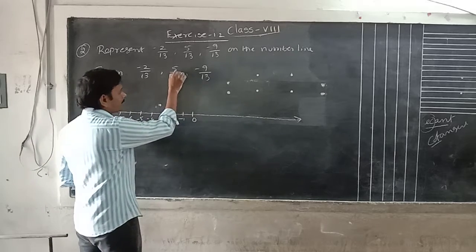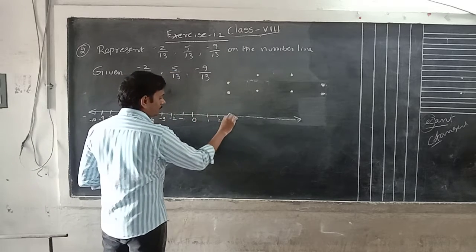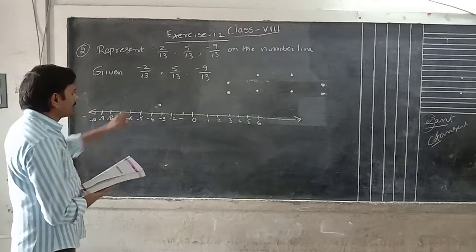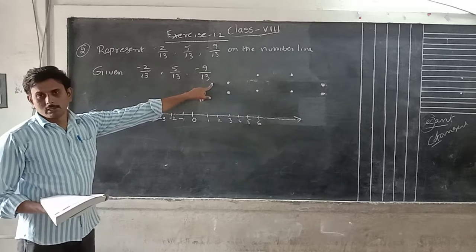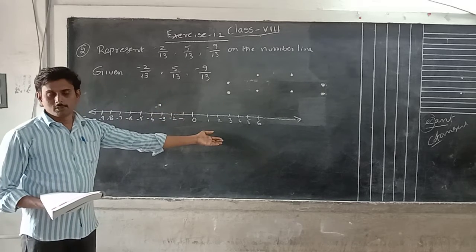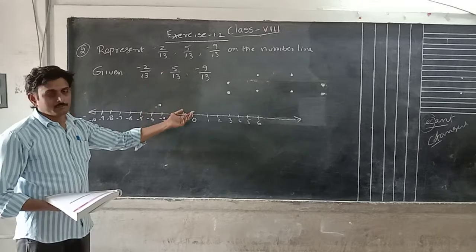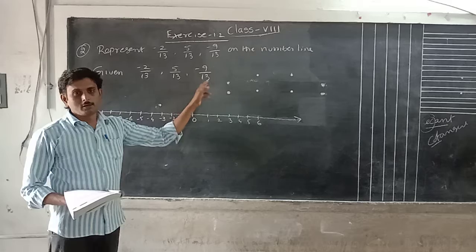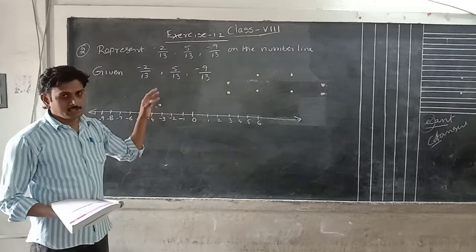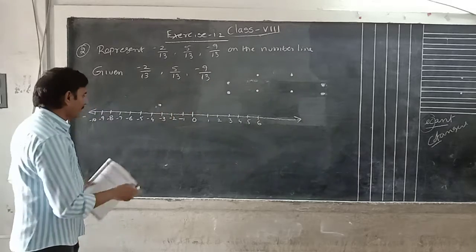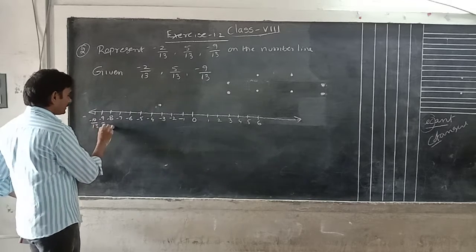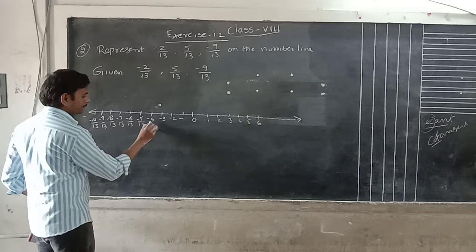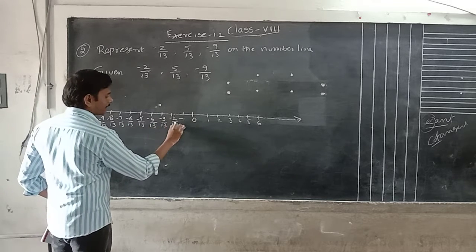On the right side, what is the positive number here? 5. That means 1, 2, 3, 4, 5. After 5, one more number, 6. What is the denominator for each number? Each number's denominator is the same here, so we mark on one number line. If two had 13 but another number had a different denominator, we would have to mark it separately. But no need here. All the denominators are the same. What are the denominators? 13. Divide each integer with 13.